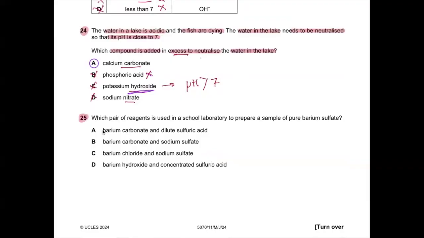Now, MCQ number 25. Which pair of reagents is used in a school laboratory to prepare a sample of pure barium sulfate? Barium sulfate, if you recall, is an insoluble salt. So we go for a precipitation method, which can be prepared from two aqueous solutions. Barium carbonate is not soluble. So A and B go wrong. Barium chloride and barium hydroxide are both soluble.